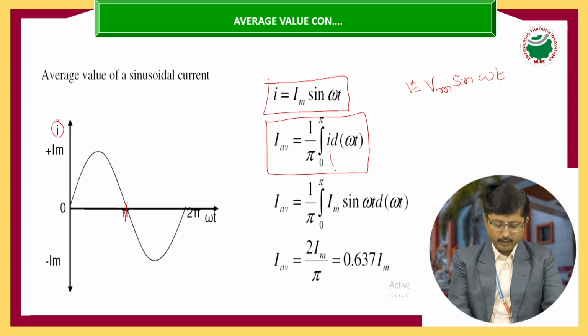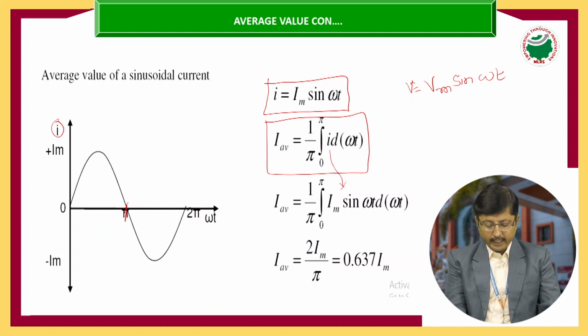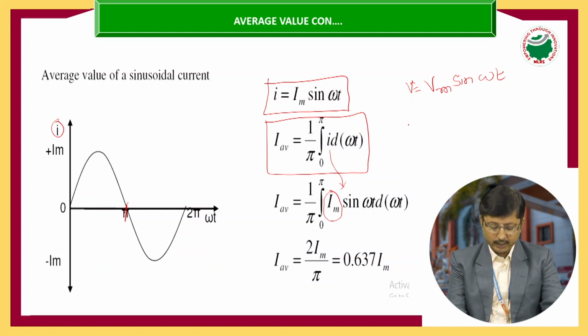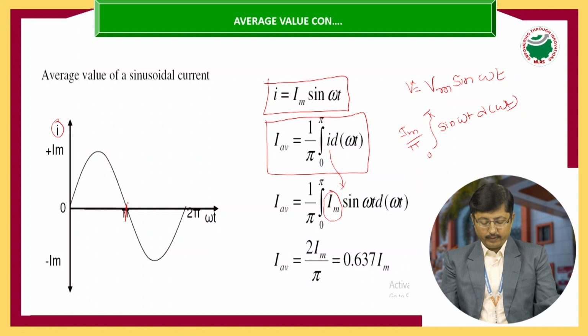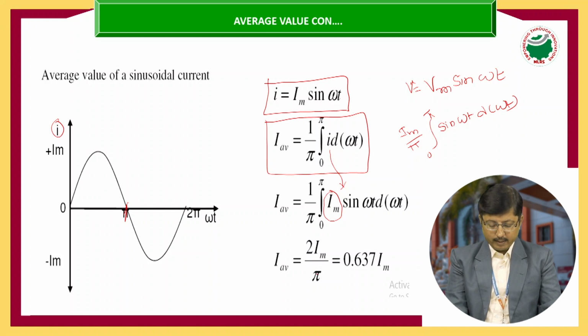So what is the I value? It is Im sin omega t into d omega t. Taking the maximum value, which is a constant, outside, we get Im by pi integral 0 to pi sin omega t d omega t. Integrating sin omega t, the integral of sin is minus cos. Substituting the upper and lower limits, we finally get the answer as 2 Im by pi.